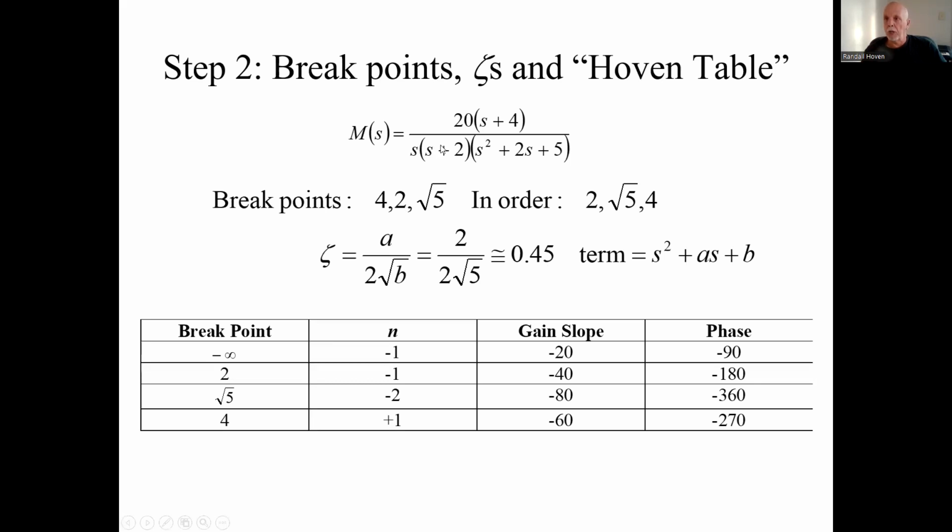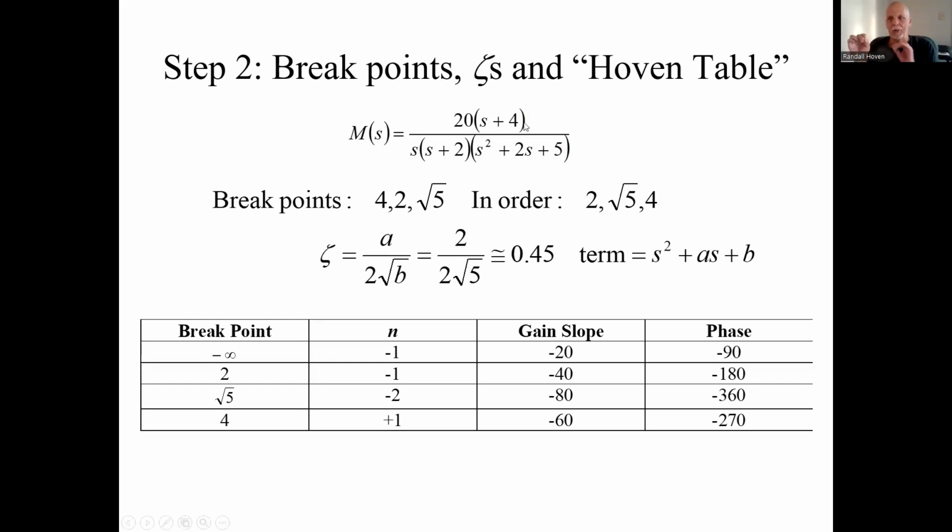First, what are the breakpoints? Remember, when it looks like this, you're going to have a 4, 2, and a 5. Those are your breakpoints. And I'm going to say there's also, I call it a breakpoint at minus infinity to handle poles or zeros at the origin. And we want them in order. So it's going to be 2 and then square root of 5 and then 4.